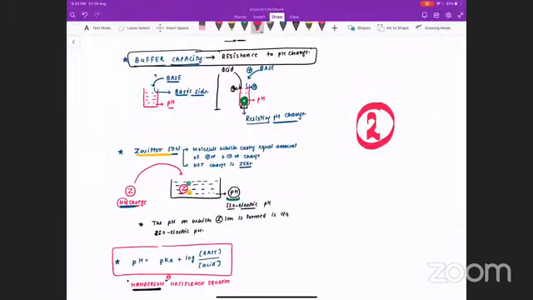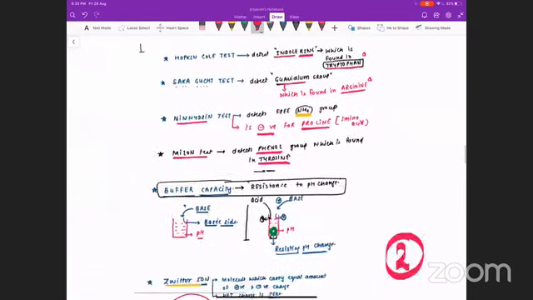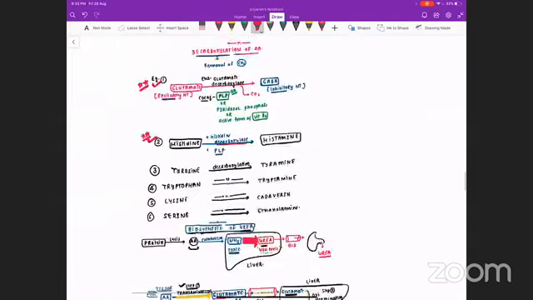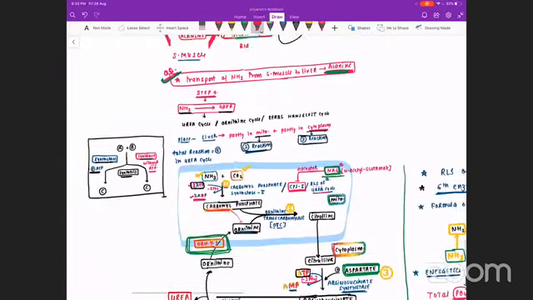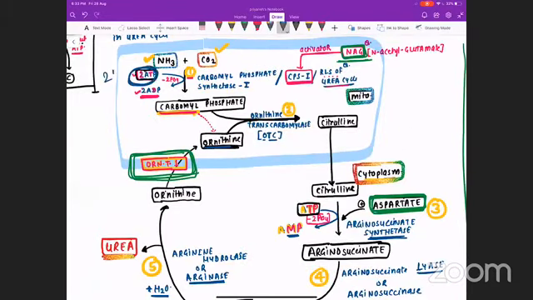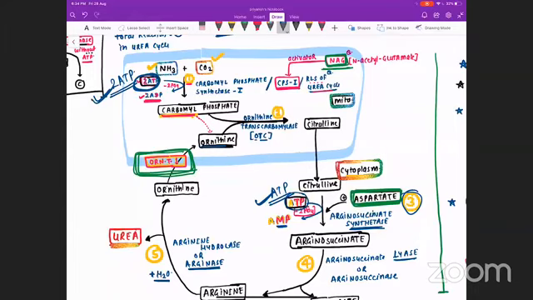Third, ATP. See here, in the urea cycle, how we have calculated the ATP. Just see reaction number 1 and reaction number 3. In reaction number 1, we are using 2 ATPs. In reaction number 3, we are using 1 ATP. So in total, we are using 3 ATPs.